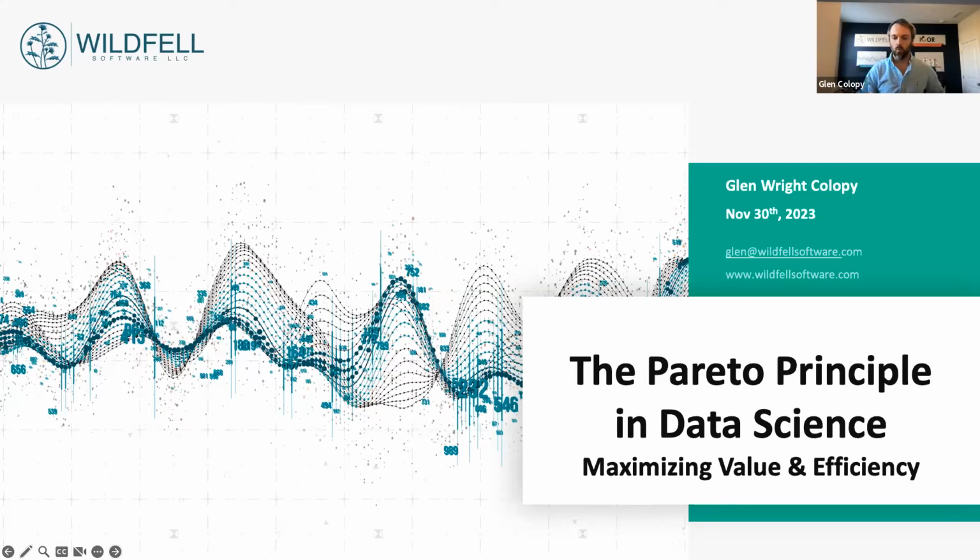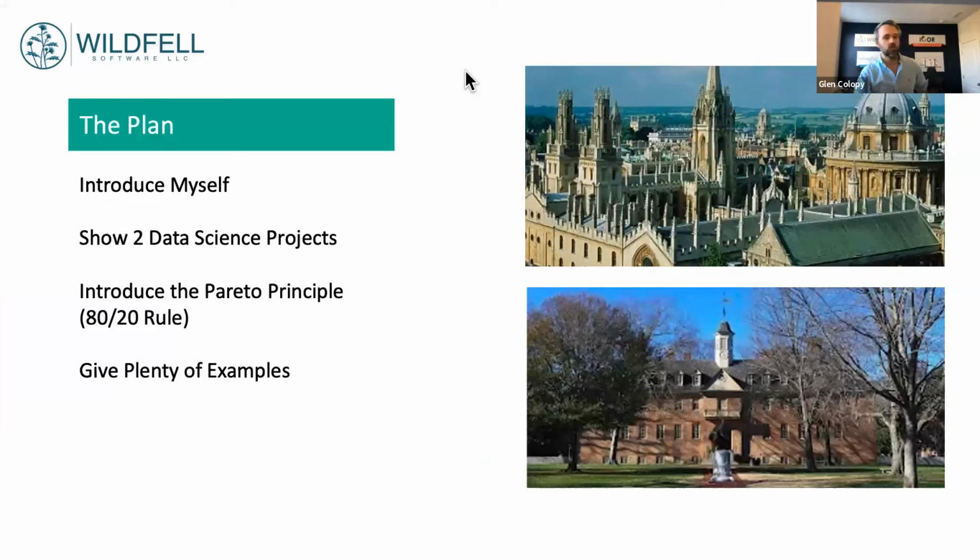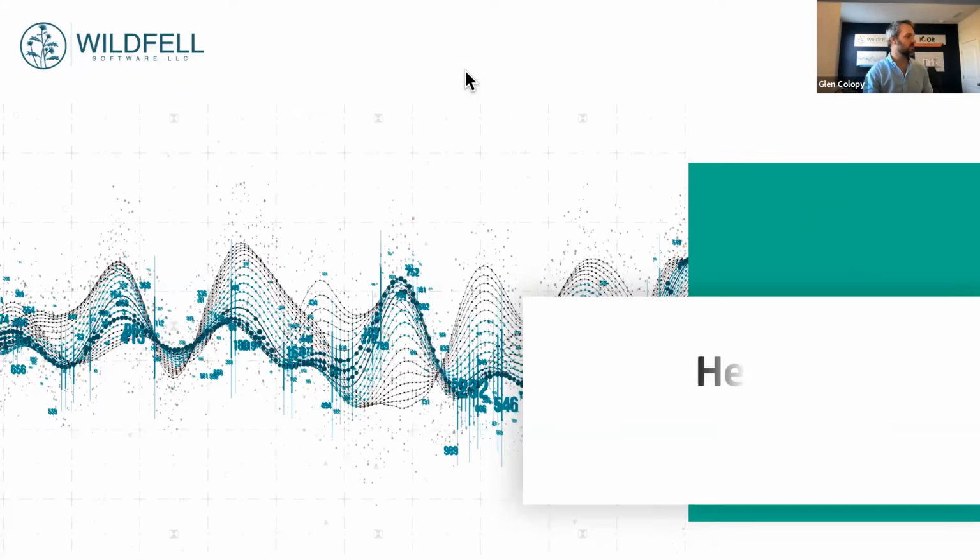Because I think one thing that we've really seen is that the shine has worn off for a lot of data science initiatives. People have seen their data science initiatives lose money for the company or provide zero ROI, and people have gotten savvy to that. So it's time to adjust and inspect ways that we can become more efficient. Just the quick outline: I'm going to introduce myself a bit. Then I'm going to show you 2 data science projects, followed by introducing the Pareto principle, the 80-20 rule, and we'll give plenty of examples.